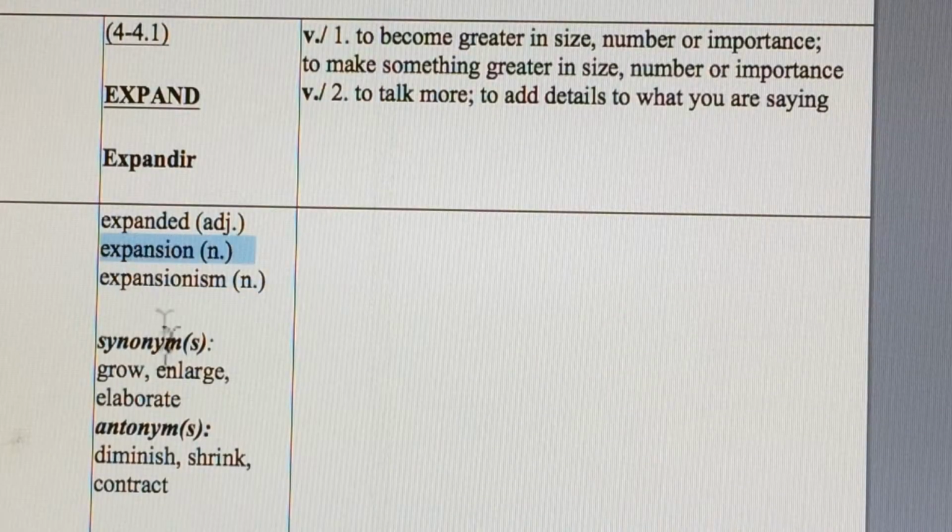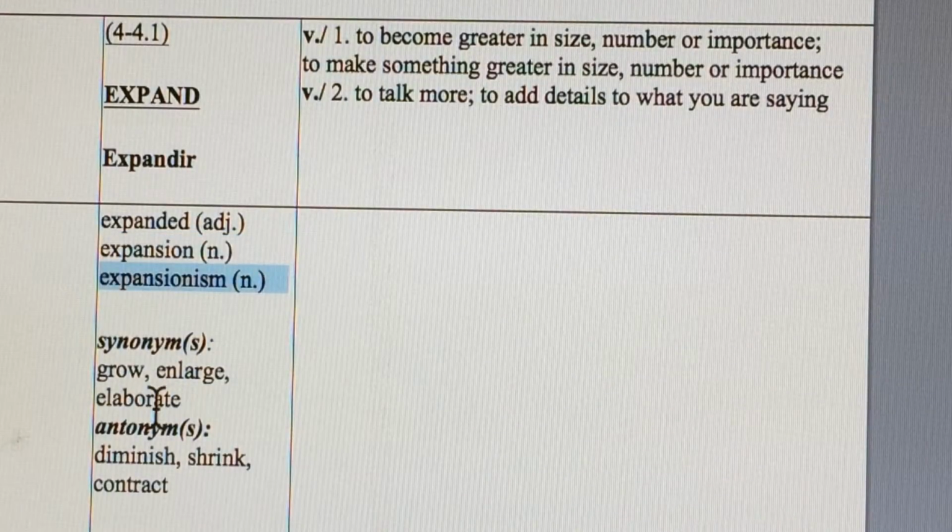The process of expanding is called expansion. Sometimes you might hear your U.S. teacher talking about the western expansion of the United States borders, especially during the 1700s and 1800s. And the idea of expanding is called expansionism.